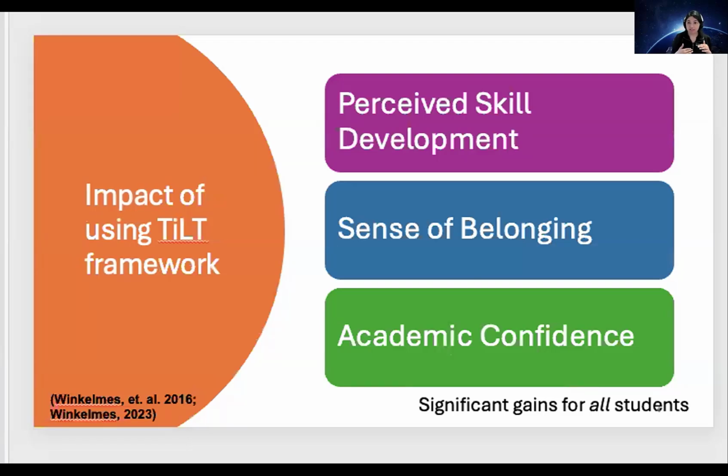This framework has some evidence base. It was initially worked out by Mary Winkelmes, and she did a study on multiple institutions and found that using this framework, faculty members were able to improve the transparency in their assignments. And that resulted in perceived skill development. One might question, why is perceived skill important? Perceived skill is important because if your student perceives that they're improving their skill over time, they also have greater academic confidence to succeed and are less likely to drop out from college.